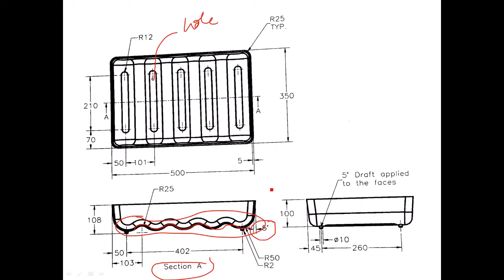What I'll do, it also includes a draft, a draft of 5 degrees on all 4 sides. Okay? Then they have some supports here, studs at 4 distances, of diameter 10. Here also they have 4 supports. Look, this is a support. Now this is also a support. Okay.